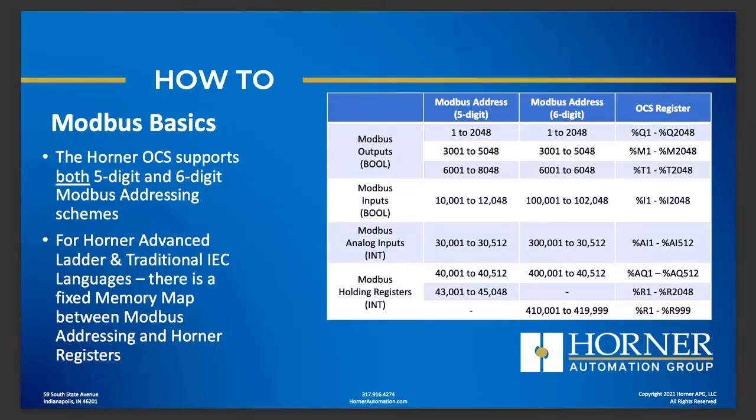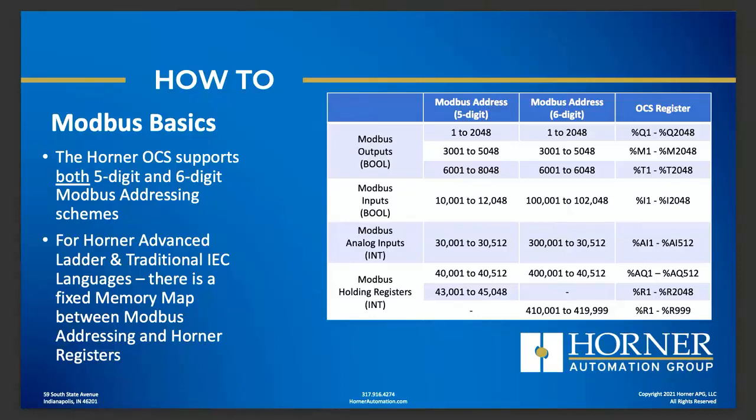Well, there's a fixed memory map when you're using Horner Advanced Ladder or our traditional Horner IEC languages. That fixed memory map establishes the relationship between the Modbus address and the OCS register, and we've got that table up there on the screen. For instance, Modbus outputs are mapped to OCS Q, M, and T bits. Modbus inputs are mapped to I bits on the OCS side. Modbus analog inputs are mapped to AIs on the Horner side.